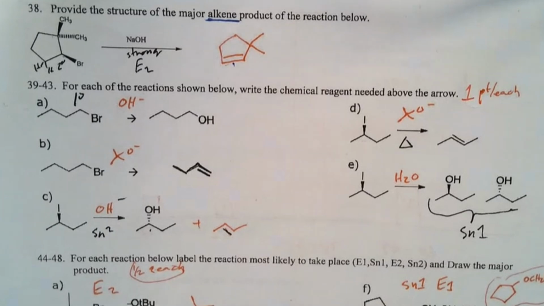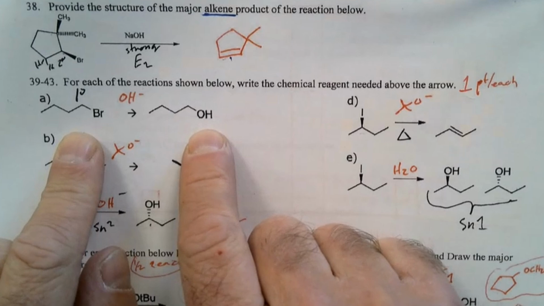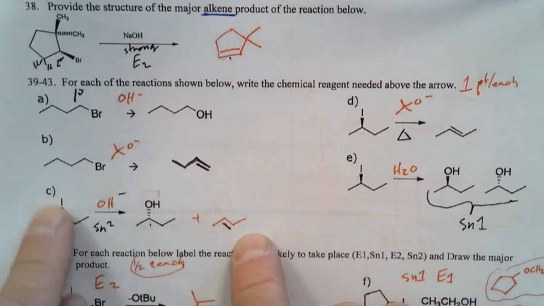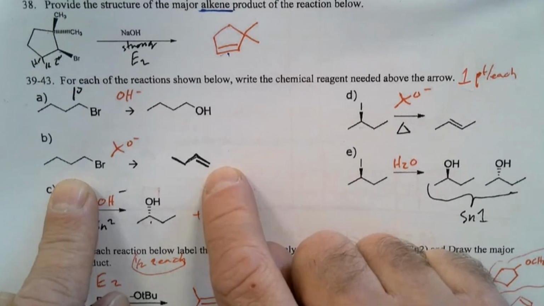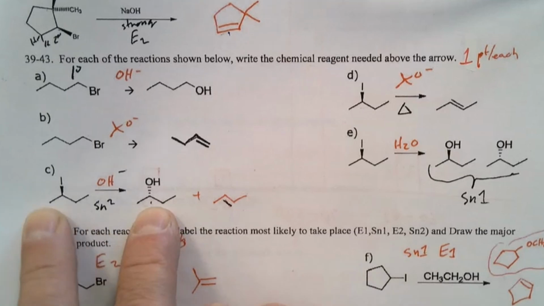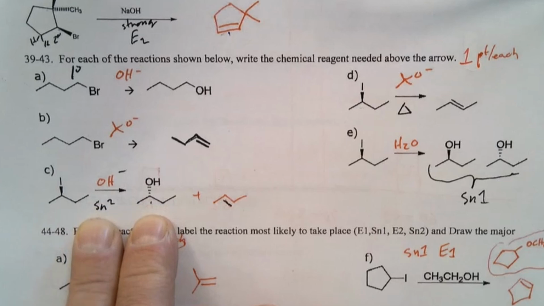Alright, for each of the reactions below, write the chemical reagent needed above the arrow. So here, primary and an OH. So we got to do SN2 substitution. We want hydroxide. Primary alkene, bulky base would work best. Here, we see inversion of the stereocenter and we see substitution. We want to choose OH.